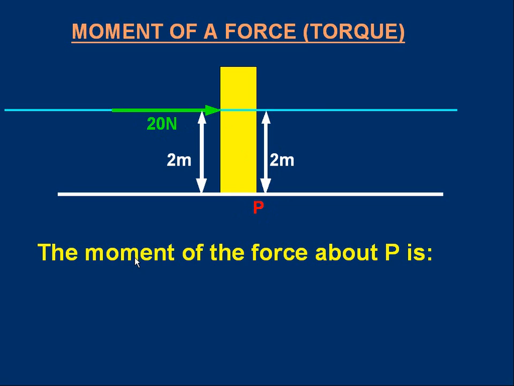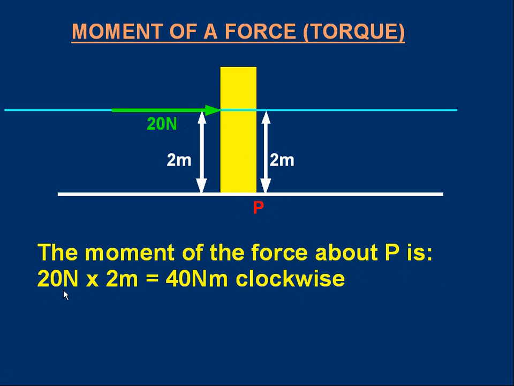The moment of the force about P is, what we do is take the force, 20 newtons, and multiply it by this 2 meters. And that's the distance from point P that we're interested in to the line of action. It's actually the shortest distance. So we don't take the distance from point P to the point of application. We say from point P we're going to take the shortest route to get to the line of action, and that's actually a line which is perpendicular to the line of action. So it's just 2 meters.